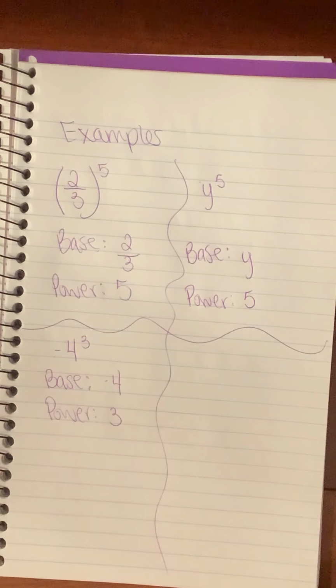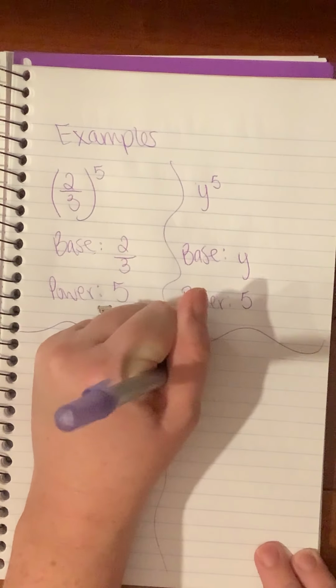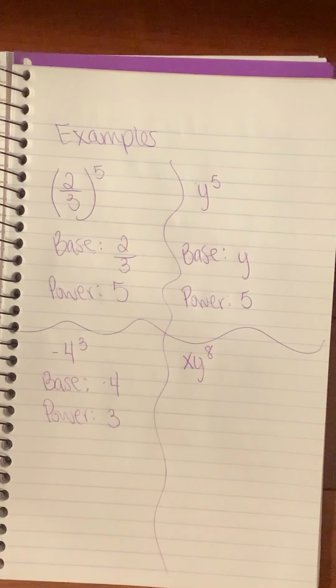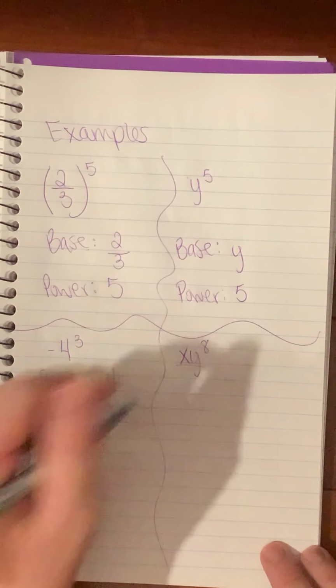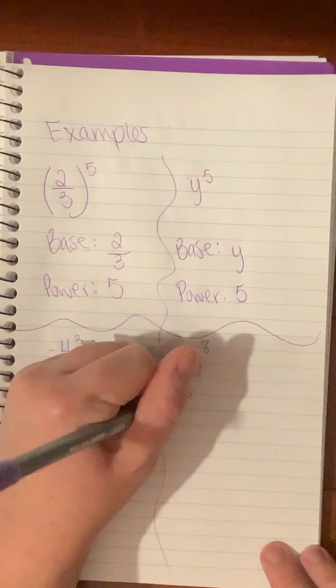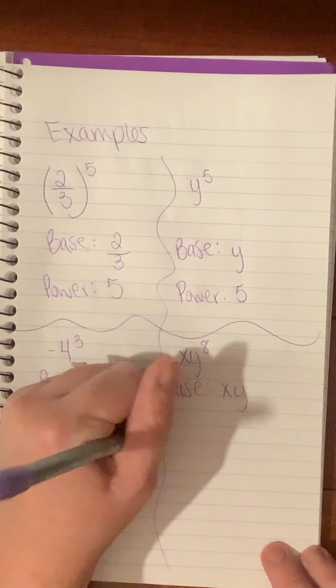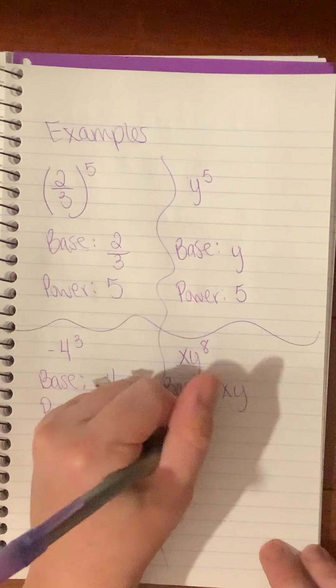All right, guys, last example. Let's throw some more variables in there. What if we have something like xy to the 8th power? Our base here is both of our variables. So our base is xy, and our power in this situation, or exponent, is 8.